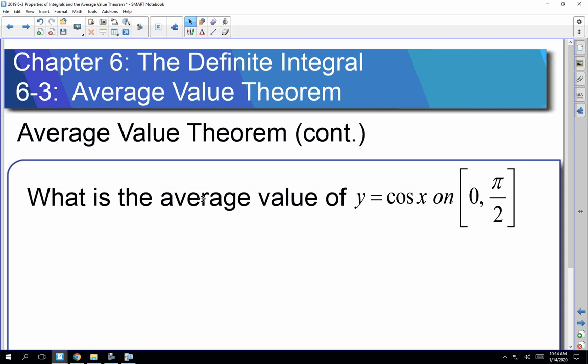What is the average value of, here's a trig function here. What is the average value of y equals cosine of x on the interval from 0 to pi over 2? Why don't you go ahead and find that, please?